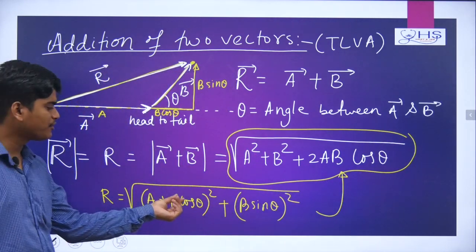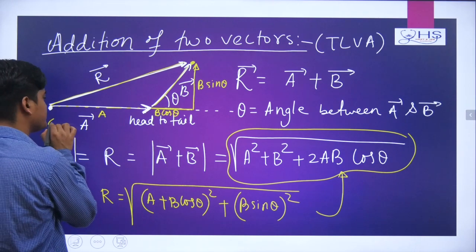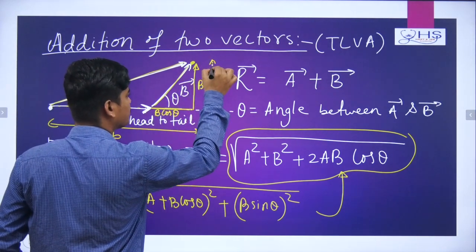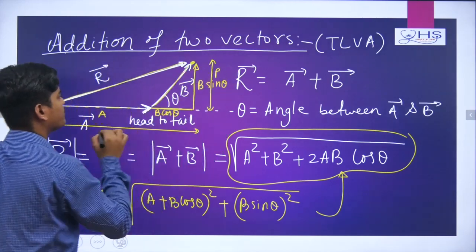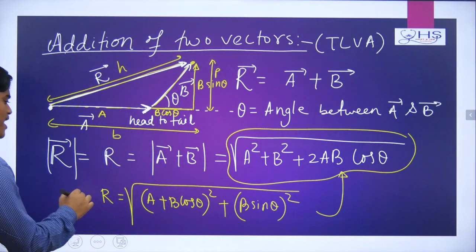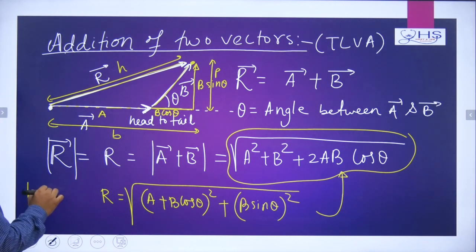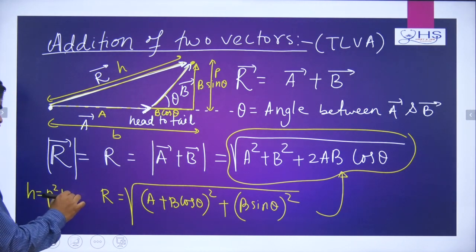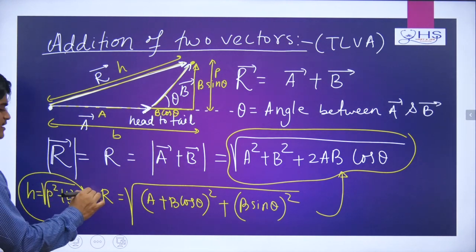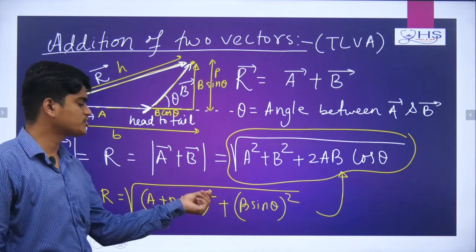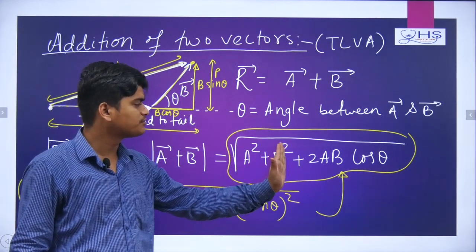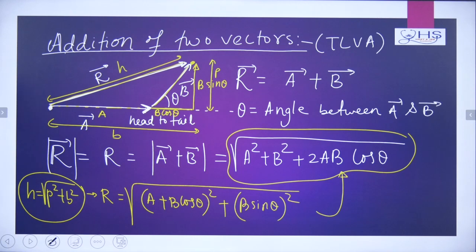And why are we writing A plus B cos theta? Because you see, this is basically your base, and this is your perpendicular P, and this is your hypotenuse H. Now when you write the hypotenuse H, how do you write it? That is the square root of P square plus B square. So that's why here R is coming as the square root of A plus B cos theta whole square plus B sin theta whole square. Then after that you get the square root of A square plus B square plus 2AB cos theta.